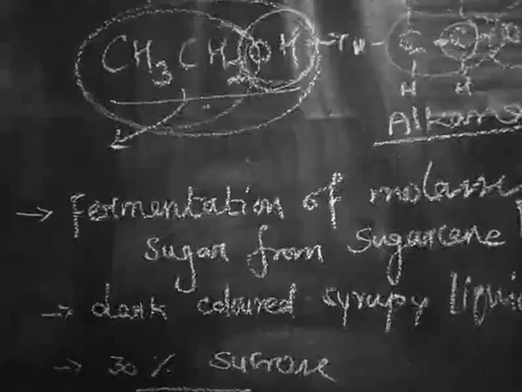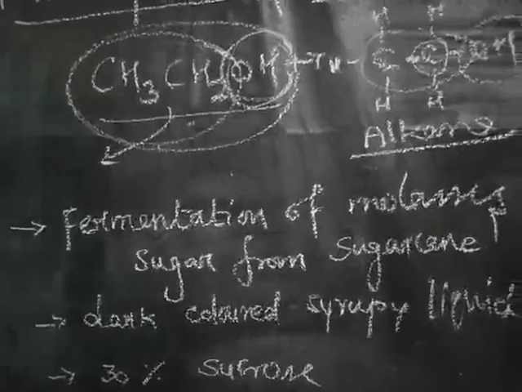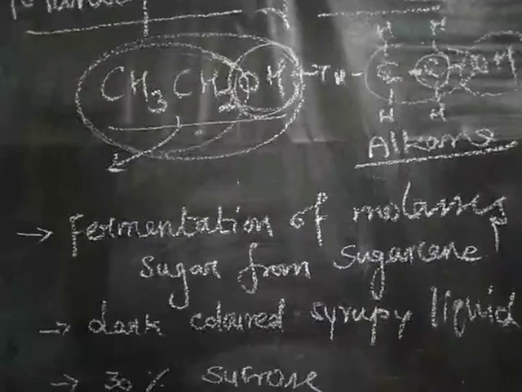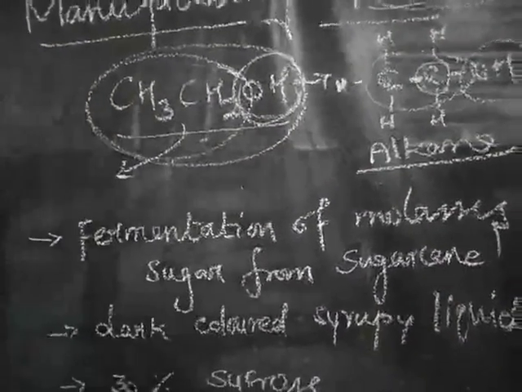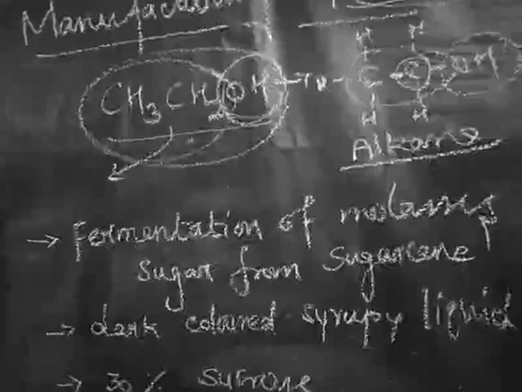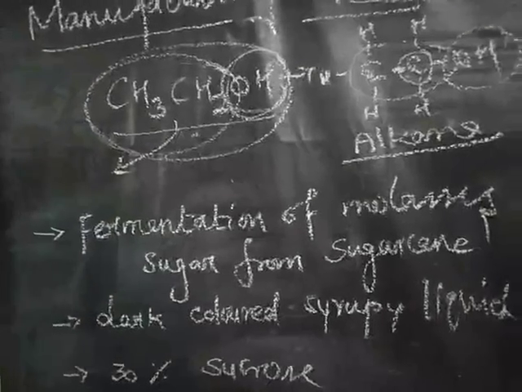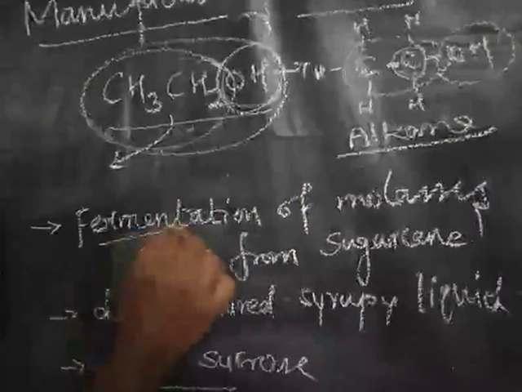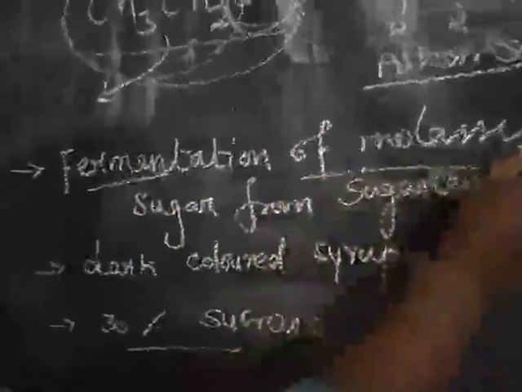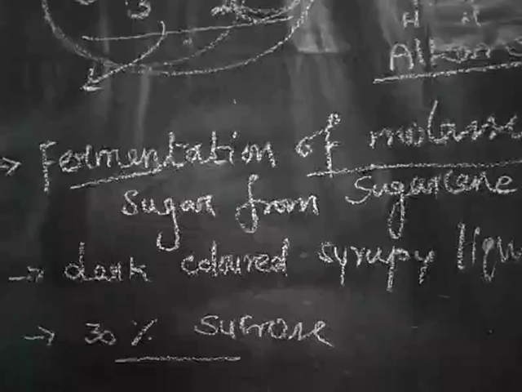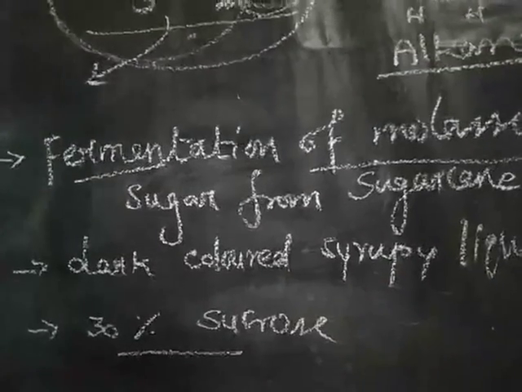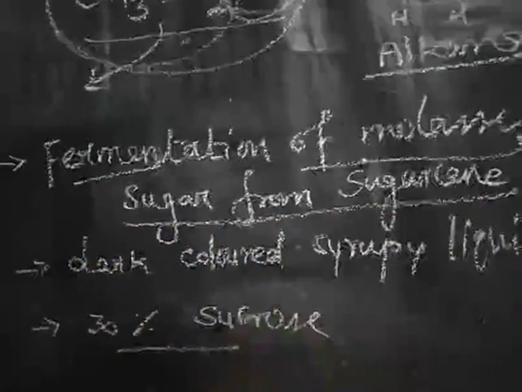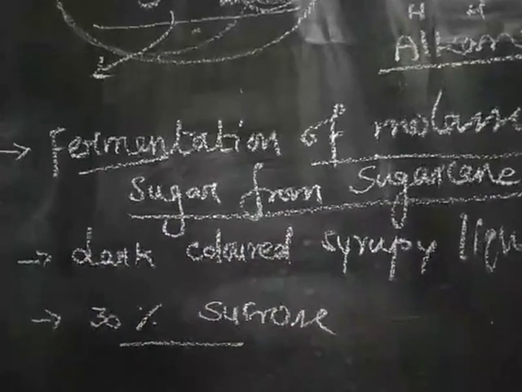Now, how is ethanol manufactured? Ethanol is manufactured in industries by the fermentation of molasses, which is a byproduct obtained during the manufacturing of sugar from sugar cane. So ethanol is obtained from where? Fermentation of the molasses. Molasses is one of the byproducts obtained where? Crystallization of sugar from sugar cane.